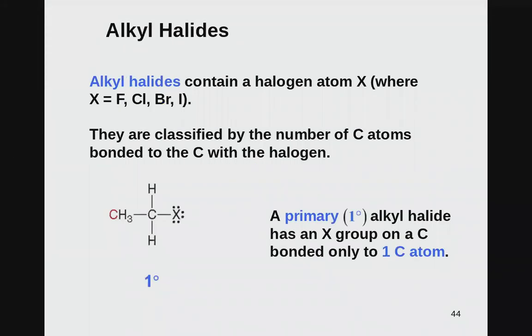Now we classify these by the number of carbon atoms that are bound to the carbon that has the halogen. In this case, this is the carbon that has the halogen. Remember, halogens are always designated with X, with 6 valence electrons hanging out on the side as lone pairs. In this case, there's only one thing bound to this carbon, so it is a 1 degree or primary alkyl halide. Remember, alkyl always refers to the carbon.